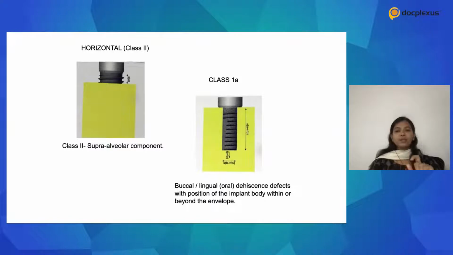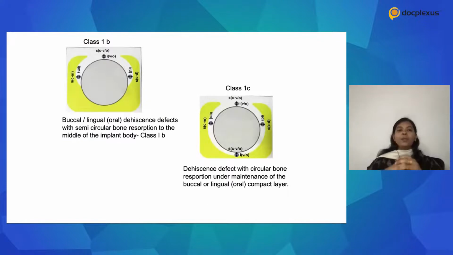So the first variety is nothing but a buccal. So on the buccal side, can you see there is no bone on the buccal side? This can also be the lingual side. So when there is no bone on the buccal or the lingual side, so when there is a dehiscence defect, it is a class 1A. Next, class 1B is a dehiscence defect. Along with that, there can be buccal or lingual, and there is a semicircular bone resorption to the mid part of the implant body. That is class 1B. Next, once again, there is a dehiscence defect.